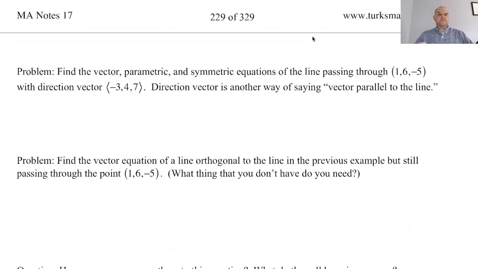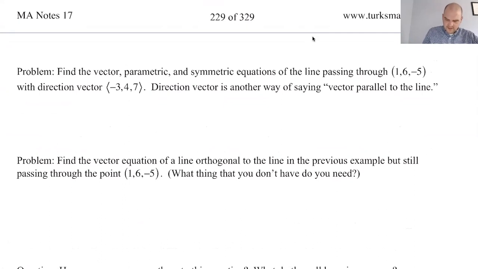So find the vector, parametric, and symmetric equations of the line passing through 1, 6, -5 with direction vector. So we're given the direction vector. The direction vector, just another way of saying vector parallel to the line, so we don't have to find one in this case. So vector, parametric, symmetric. All right, let's do it.